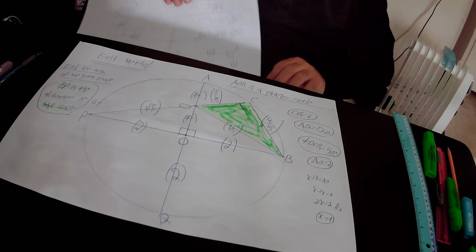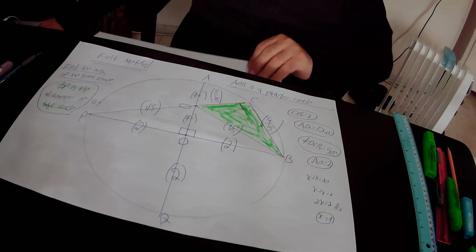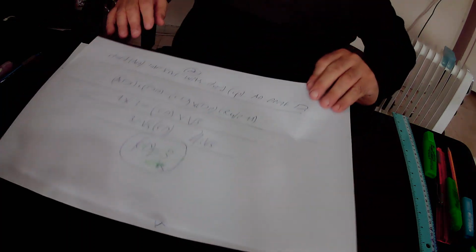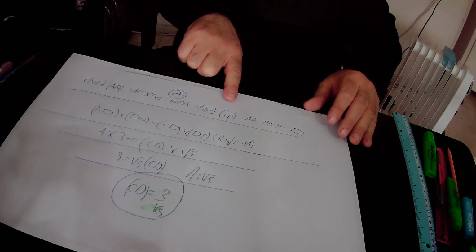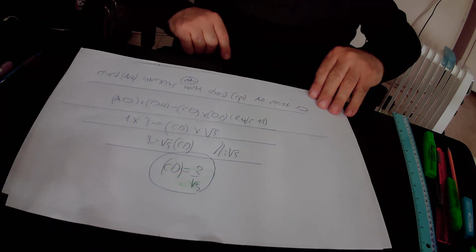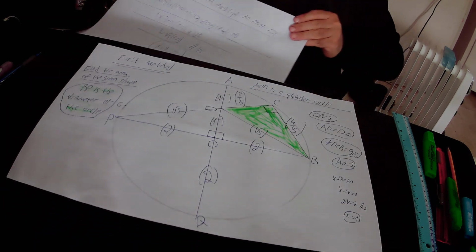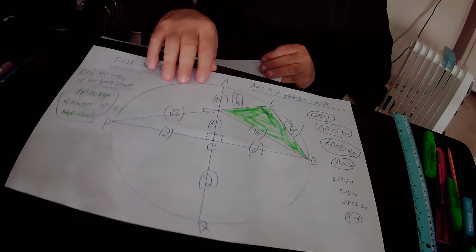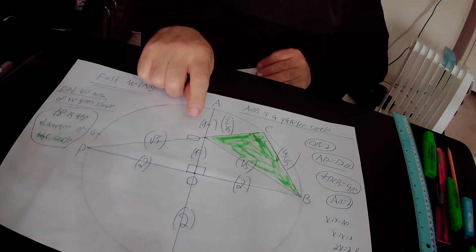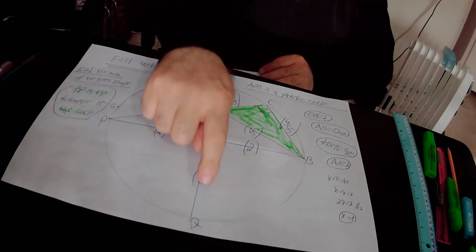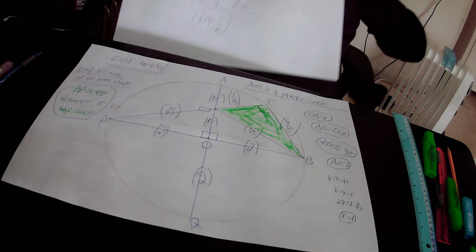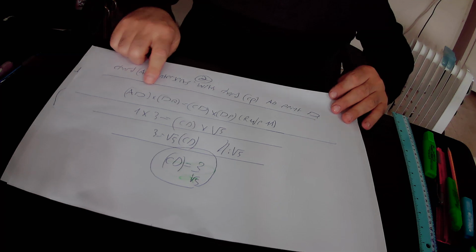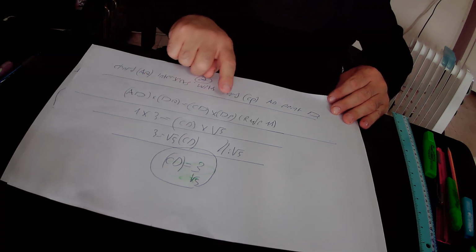Repeat again. In our drawing, chord AQ intersects with chord CP at point D. Therefore, according to rule 11, the following equation will be true: AD times DQ equals CD times DP. Again, AD times DQ equals CD times DP.